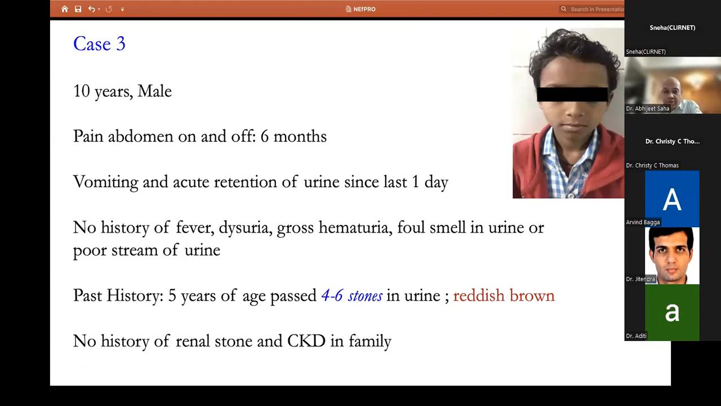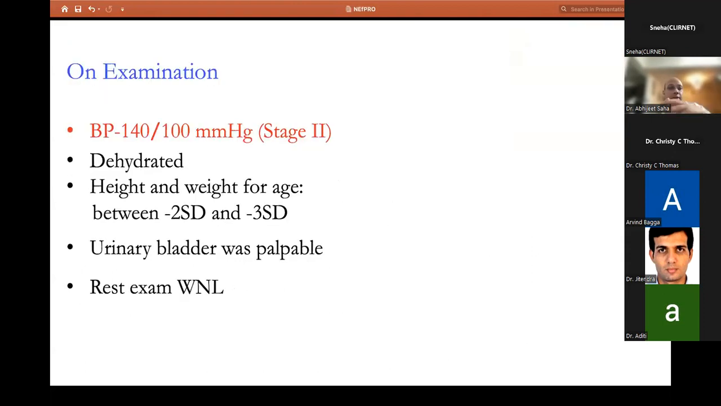Now the stone was reddish brown in color, and interestingly there was no history of renal stone and CKD in the family. So what do you think about this child, what is this child having? We'll see further what this turns out to be. Now, on examination, this child's blood pressure was high. He had a blood pressure of 140 by 100 millimeter of mercury.